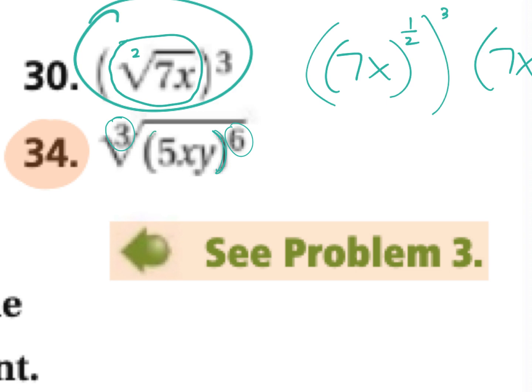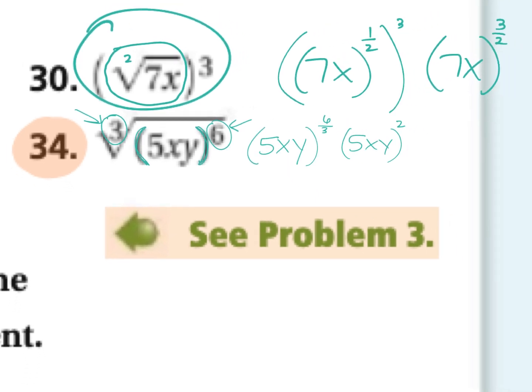Because we're taking everything to both of those things, you can right off the bat write it like this: 5xy, the whole thing, to, now think about what power that would be. This is power over root, to the 6/3 power. So really it is just 5xy to the 2nd power, okay? Now if you distributed this first and then took the cube root of everything, you would get there. That's fine. This is just one way to get there.